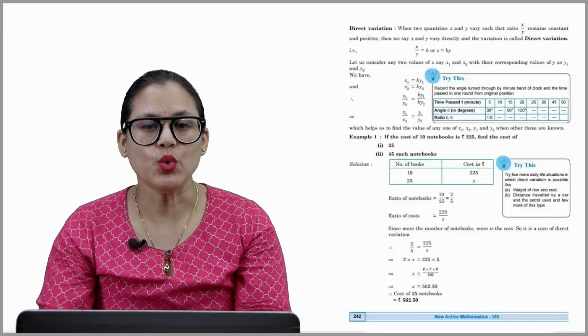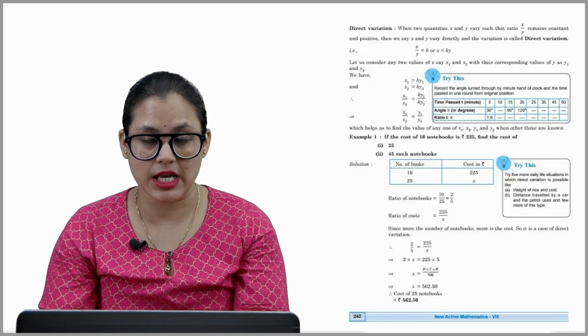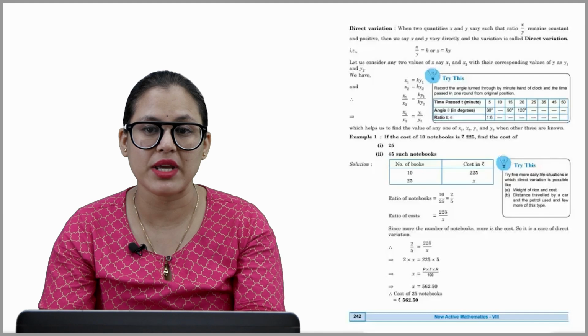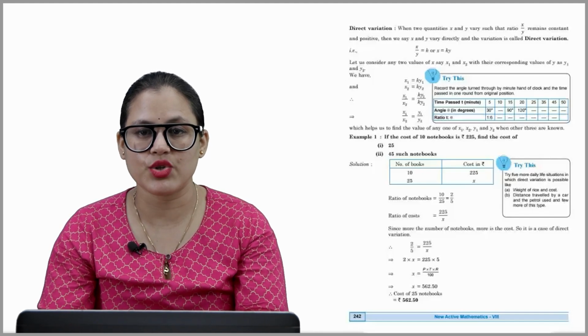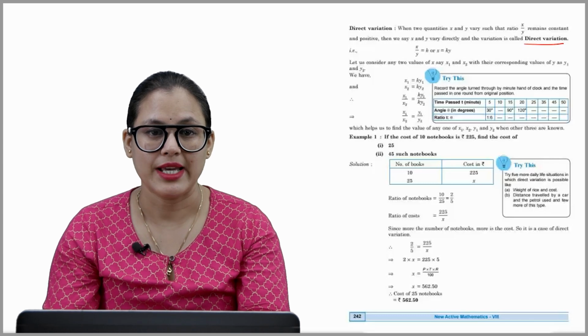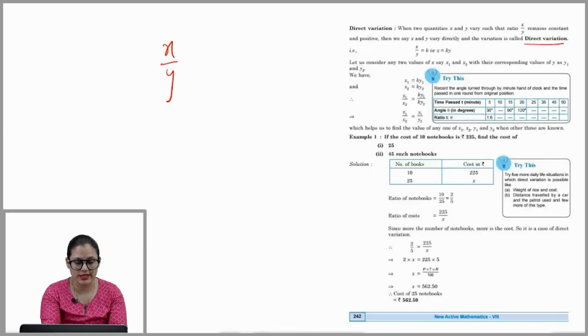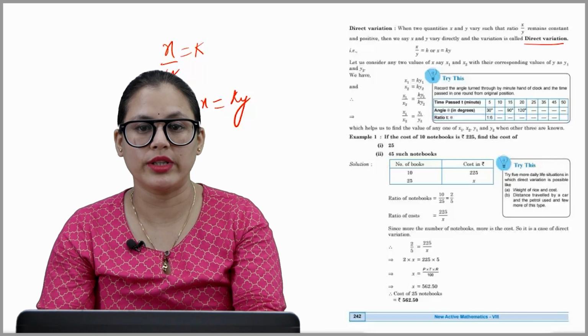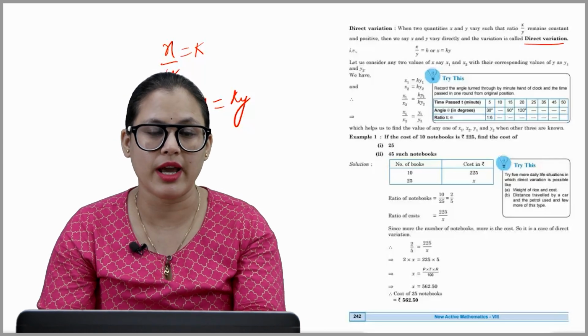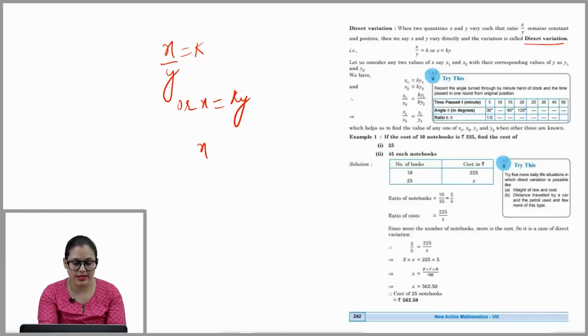Direct variation: when two quantities x and y vary such that the ratio x by y remains constant and positive, then we say x and y vary directly and the variation is called direct variation. That is, x by y is equal to k or x is equal to ky. Let us consider any two values of x, say x1 and x2, with their corresponding values of y as y1 and y2. Okay, x1 is equal to ky1, x2 is equal to ky2.